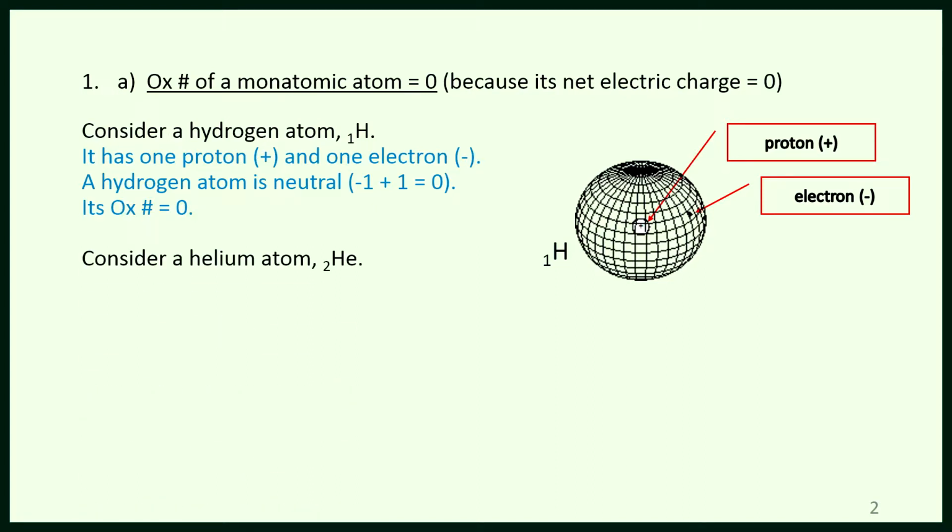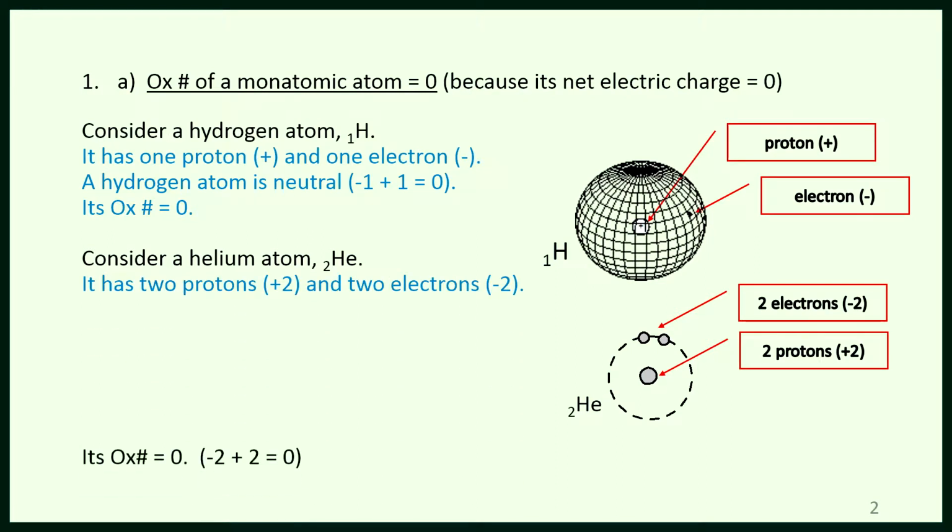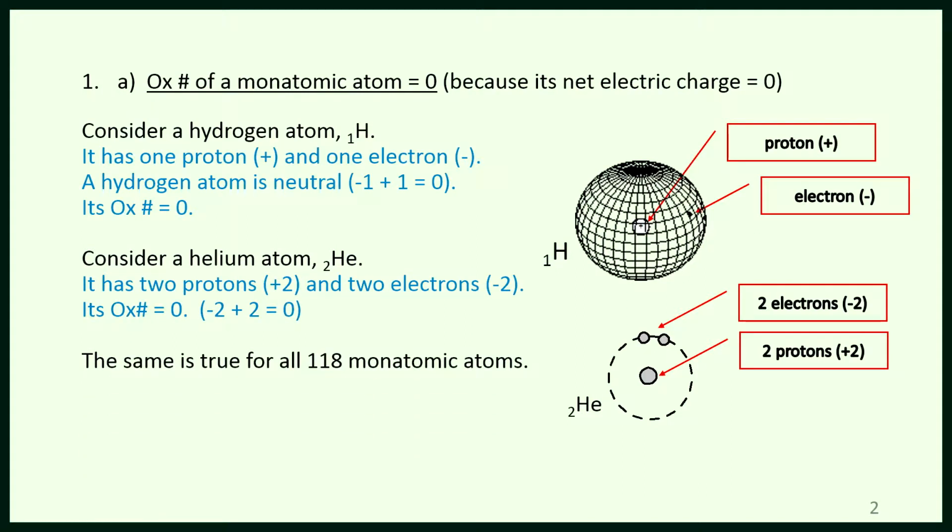Let's consider the second element, helium. Helium is composed of 2 protons in the nucleus, 2 electrons outside. If you add these charges together, again, the total charge is 0, and therefore the oxidation number of helium is also 0. And this is true for all 118 monatomic atoms on the periodic table. They're all neutral. They all have an oxidation number equal to 0.